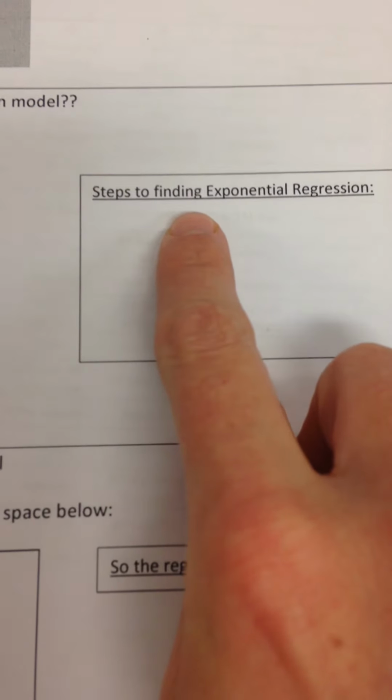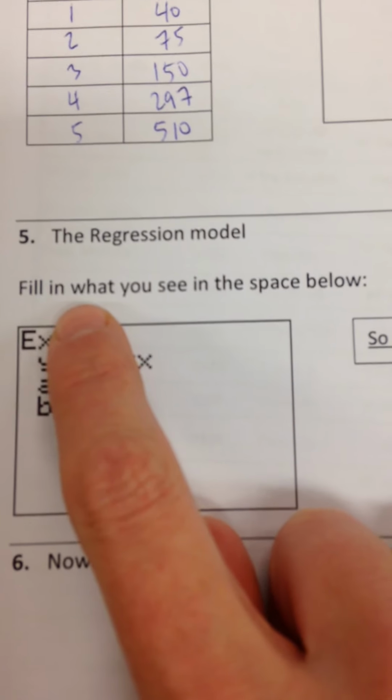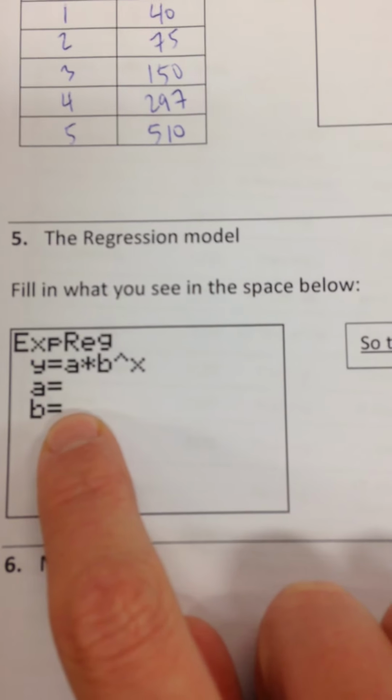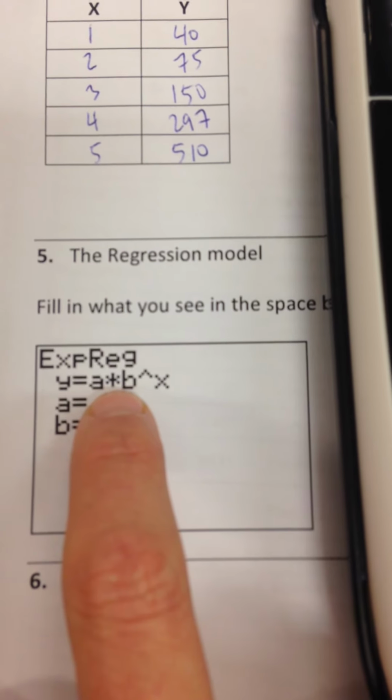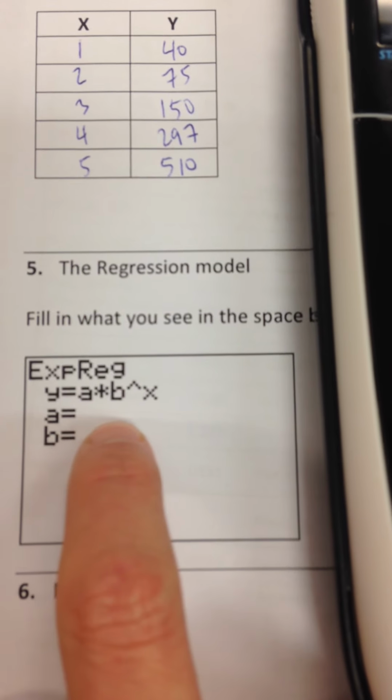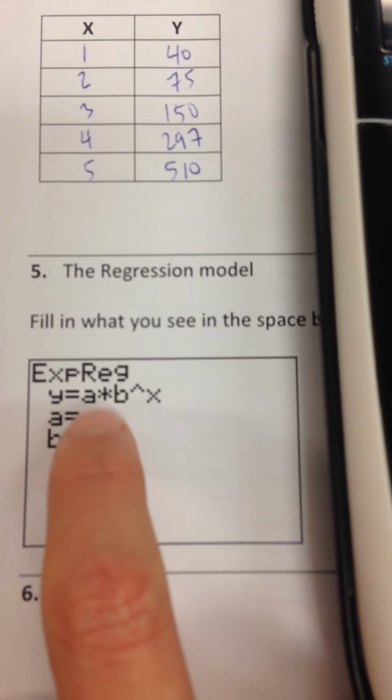On your paper, you should be writing down your steps to finding exponential regression. And now you're at step 5, where you fill in what you see in the space here. So this is what your calculator screen should look like with the exponential regression. The calculator gives you the values for A and B that you use to plug into this equation.